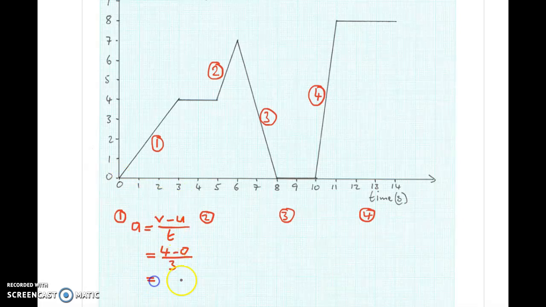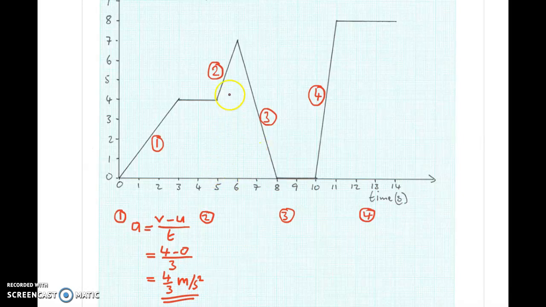So finally we have 4/3, and then we need to get the right units, meters per second squared. And I'm going to double underline that.